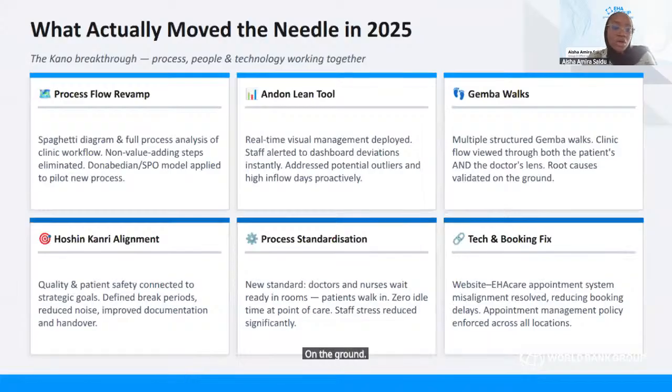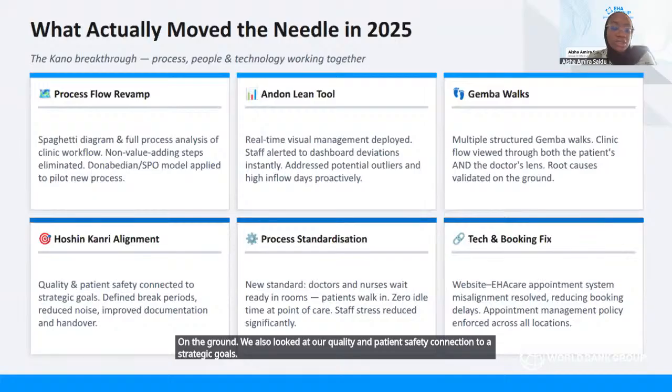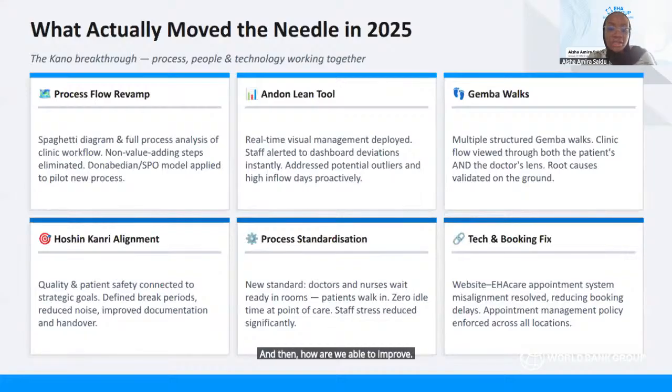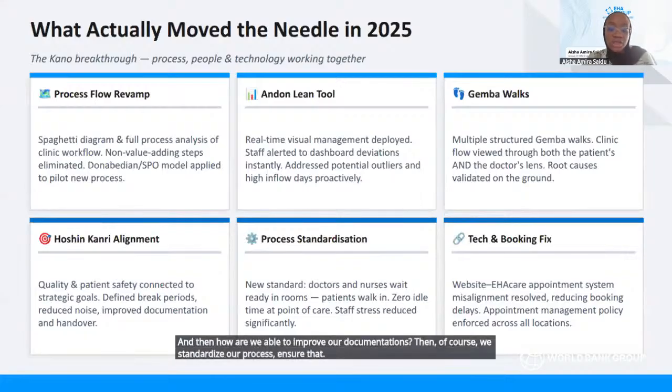We also looked at our quality and patient safety connection to our strategic goals. So we ensured that we're consistently looking at what these goals mean to us, right? And then how are we able to define our break periods? And then how are we able to improve our documentation? Then, of course, we standardized our process, ensured that we did a lot of communication even to our patient care providers just to understand this new process.